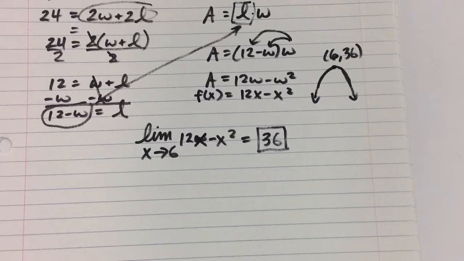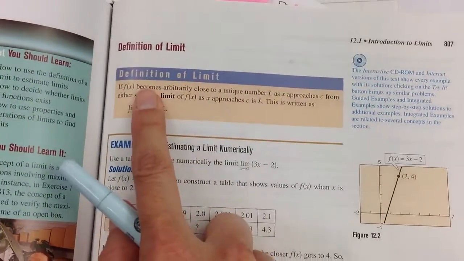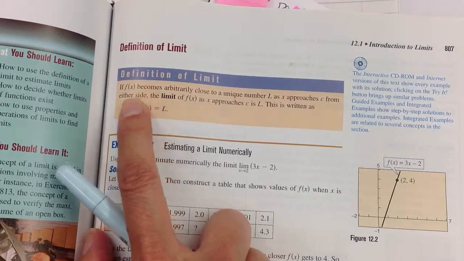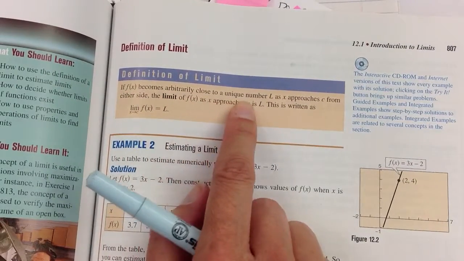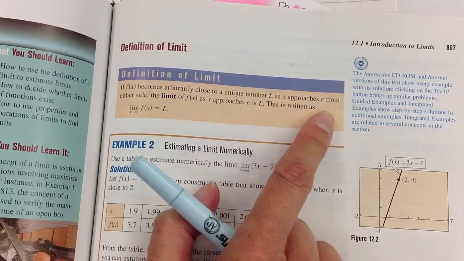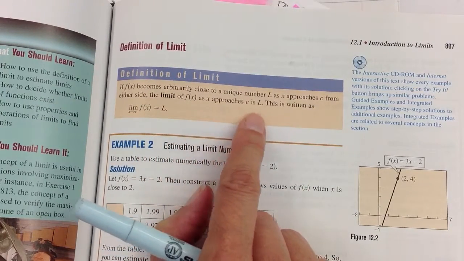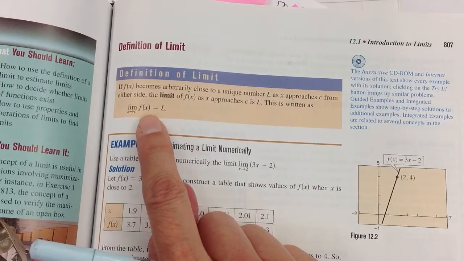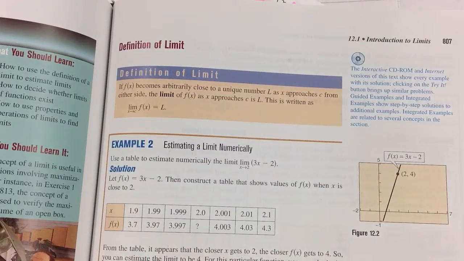Okay. Definition of a limit. So next I want you to copy down this definition of a limit right here. This is the definition. You won't really understand it, but that's okay. Just copy it down. You'll understand it soon. If f of x becomes arbitrarily close to a unique number L as x approaches c from either side, the limit of f of x as x approaches c is L. This is written as the limit as x approaches c of f of x equals L. Okay, so go ahead and copy that. I'll pause it for a second.